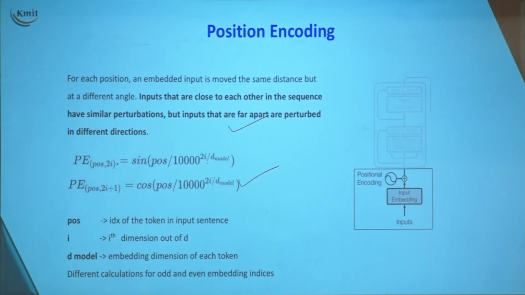So when you look into this, 2i means what? If i is 0, 2 into 0 is 0. If i is 1, 2 into 1 is 2. So I am using sine wave for even positions, and 2i plus 1 for odd positions. That is, sine wave for even number token generations and cos wave for odd number token generations. This is what we have already seen.